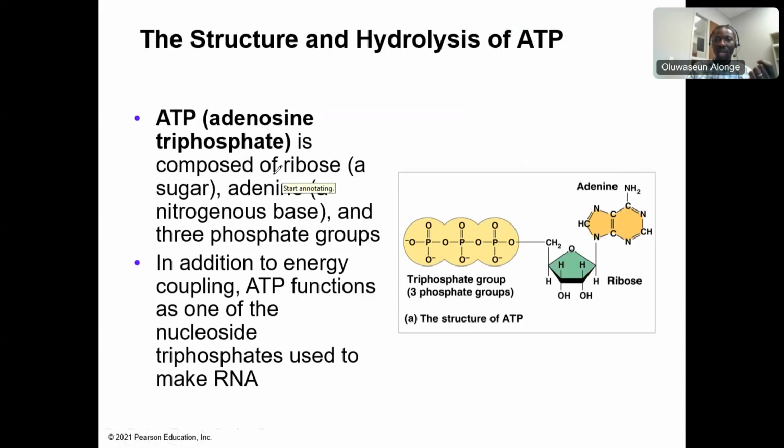So it's made up of a ribose sugar, which is what you are seeing here. This is the sugar. All right. Then it's made up of 3 nitrogenous bases, I mean, 3 phosphates. You see, these are the 3 phosphates attached to it, and 1 adenine, which is right there. We use A as a symbol. So that's where A triphosphate came into place. Now, in addition to energy coupling, ATP functions as one of the nucleoside phosphates that are used to make RNA as well.